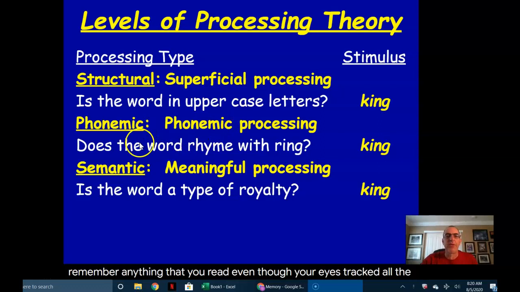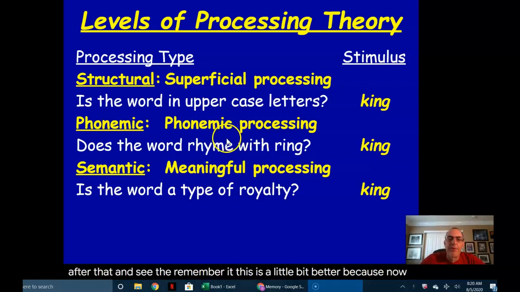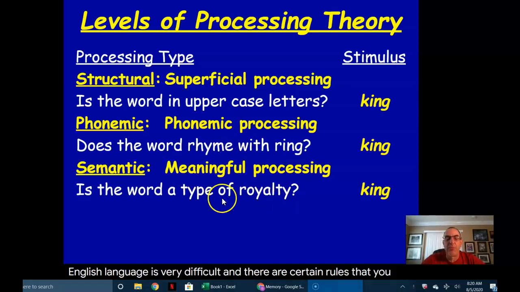Next, we have phonemic processing. Here, does a word rhyme with ring? Once again, we could ask about the word king, show the word king after that, and see if they remember it. This is a little bit better because now we're actually thinking about the sound of the words. And in fact, when we teach kids how to spell, we use what's called phonics, which is the same thing. Write the word out how it sounds. And although this may be a little bit better than superficial processing, the problem is you don't understand the rules of grammar. And that's why a lot of people are not good spellers, because they just try to sound the words out, but the English language is very difficult. And there are certain rules that you have to know, such as I before E except after C, to get the word spelled correctly.